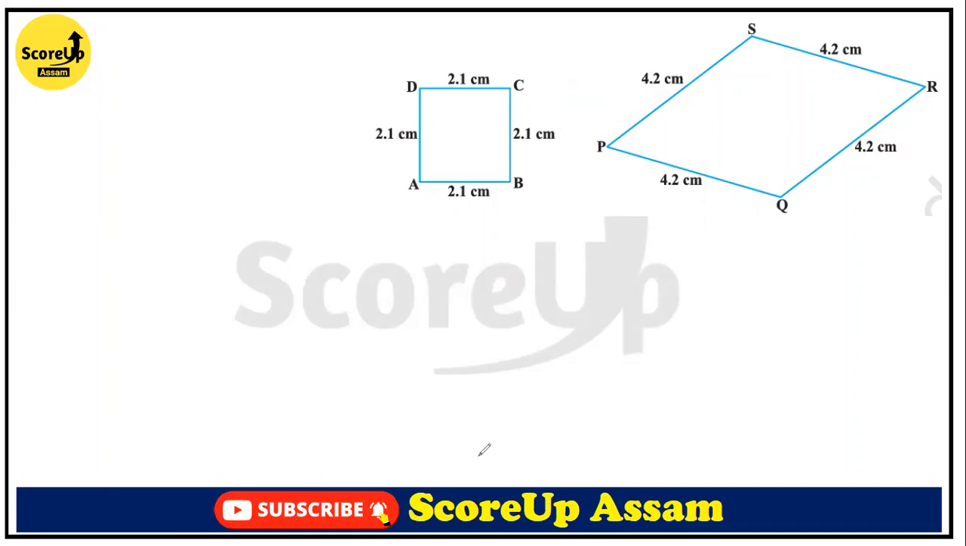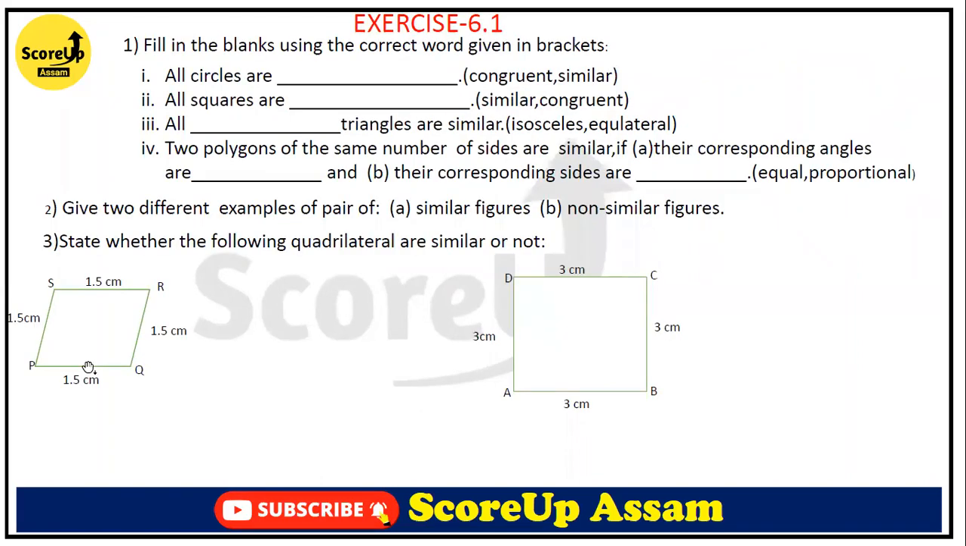Okay. Now we shall move to our next topic. Now all of us will do an exercise. Here it is said that all circles are similar. Why similar? Because suppose this is a circle, this is another circle, so all circles are similar. All squares are also similar. All equilateral triangles are similar. Two polygons with the same number of sides are similar if their corresponding angles are equal.